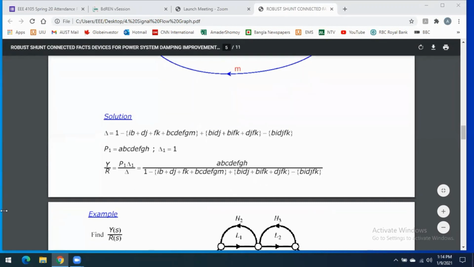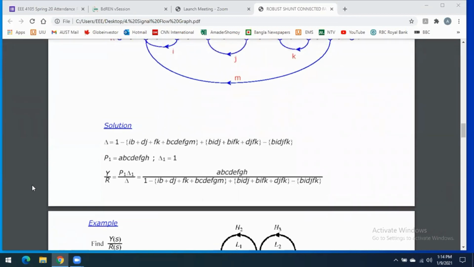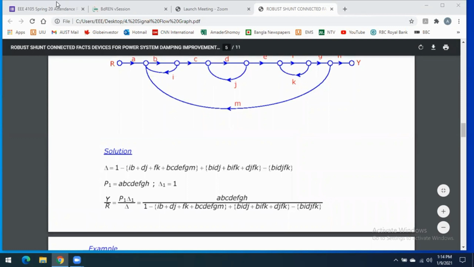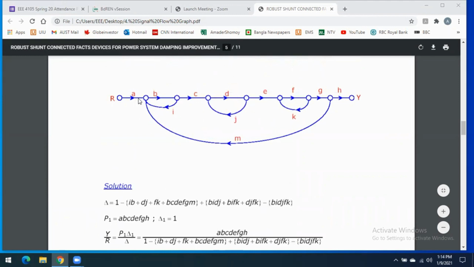And this is P1. How do we find delta 1? Anybody remembers how we find delta 1? Last time I told you. Forward path to remove, sir. We have to erase this forward path. So if you want to find delta 1, then remove the path P1 and look at the new diagram. For this new diagram, with all these connections gone, apply the formula again and find delta. That delta will be delta 1.